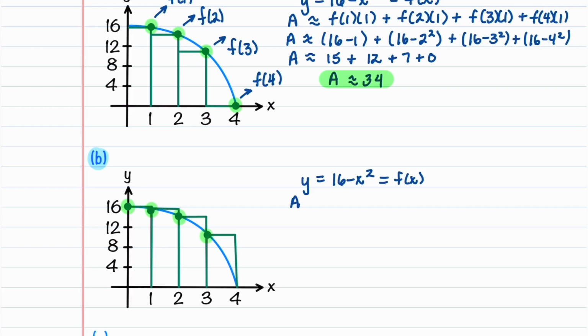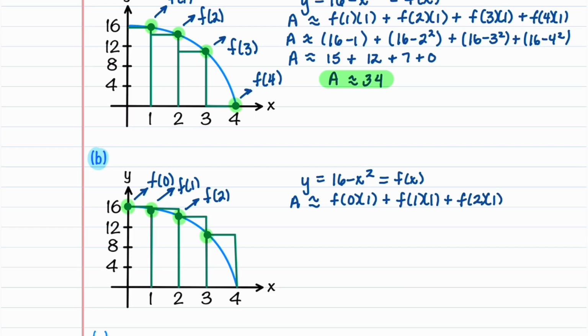Now let's write down our formula for our area. It is approximately the height at our first endpoint. So this is going to be f at 0, so we have f at 0 times 1. And then our next one is f of 1. That gives us f of 1 times 1. Hopefully you're getting the hang of this. This one is f of 2, so we have f of 2 times 1. And then our last one, we have f at 3 times 1.